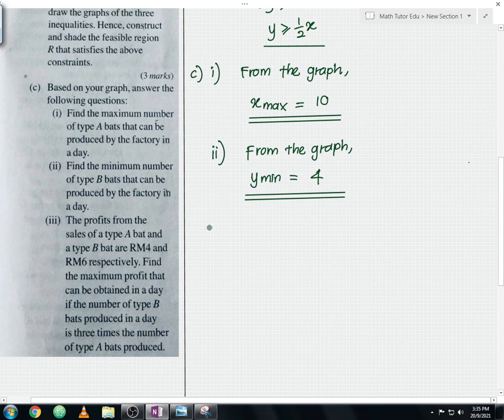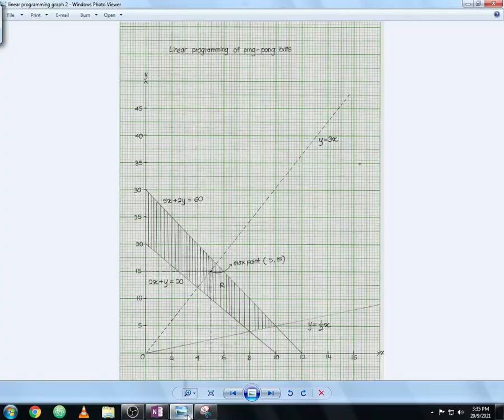Okay, let us proceed with our discussion for question C part 3. But before that, let me just open the graph paper for a moment. You might be wondering why there's suddenly a dotted line of y equals 3x and a max point of 5, 15. There is a reason, guys, that we're going to discuss in question C part 3.